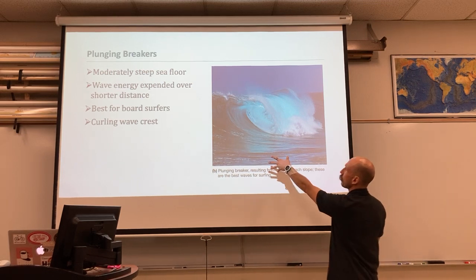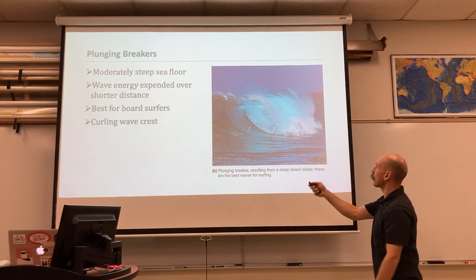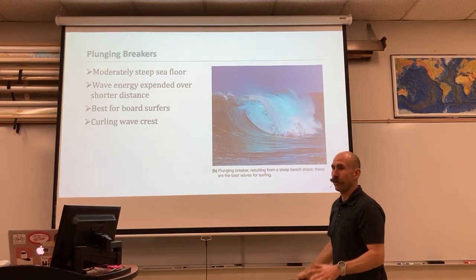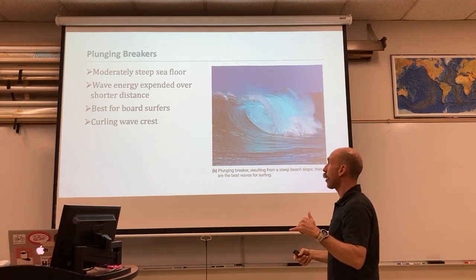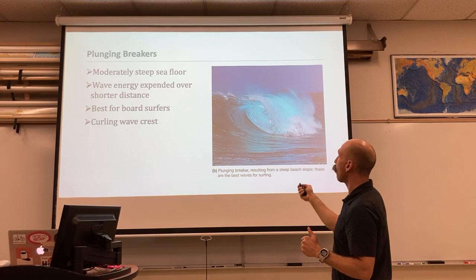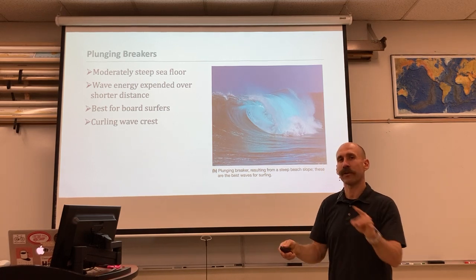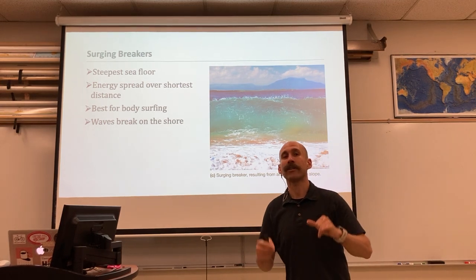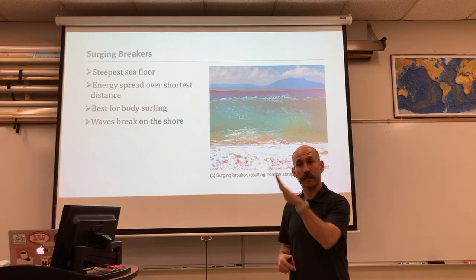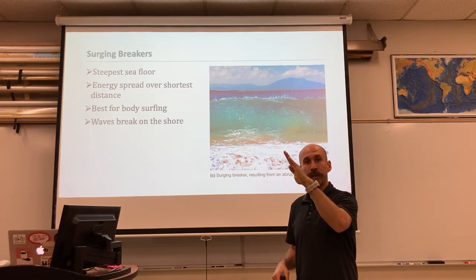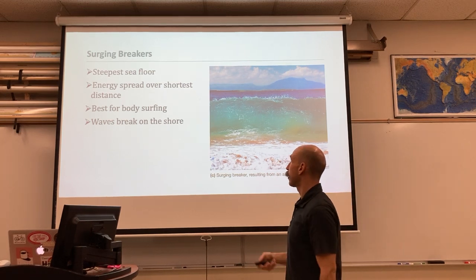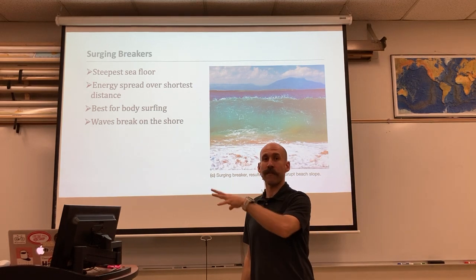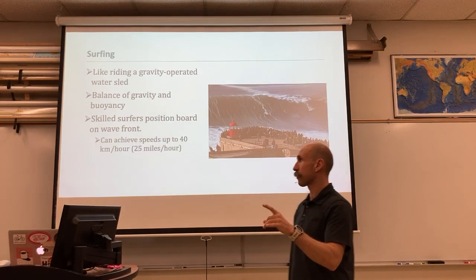Plunging breakers, these are going to be the type that create tubes that surfers can get in. These result from moderately steep floors. The wave energy is dispersed over a shorter area, and the wave crest starts to curl over. This is the best one. This is one that surfers love. They're looking for these plunging breakers. Surging breakers, this is what body surfers and boogie boarders like to surf, because the ocean floor is so steep that the wave comes in and it breaks really fast, and it's going to break directly onto the shore. The energy is transferred in a very, very short distance.